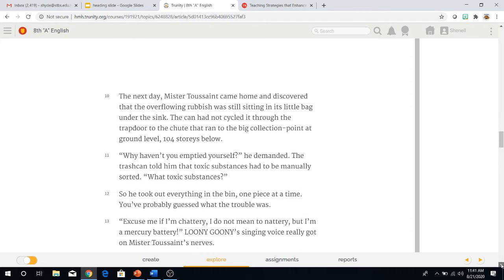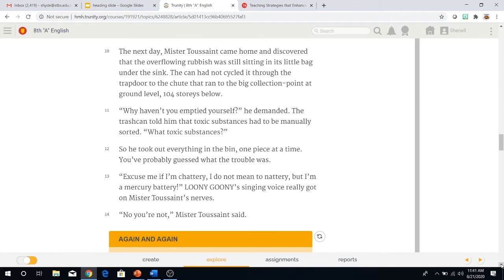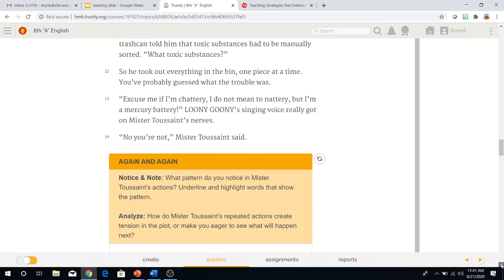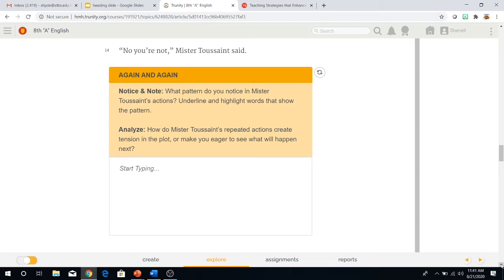After we've analyzed the plot, you will find yourself in paragraphs 10, 11, 12, 13, and 14. When you're done with paragraph 14, you have another signpost. Our second signpost in the story is Again and Again. Just by its name, you should remember that this signpost refers to the fact that something is constantly repeated in the text, or you are constantly reminded of the same subject over and over again.